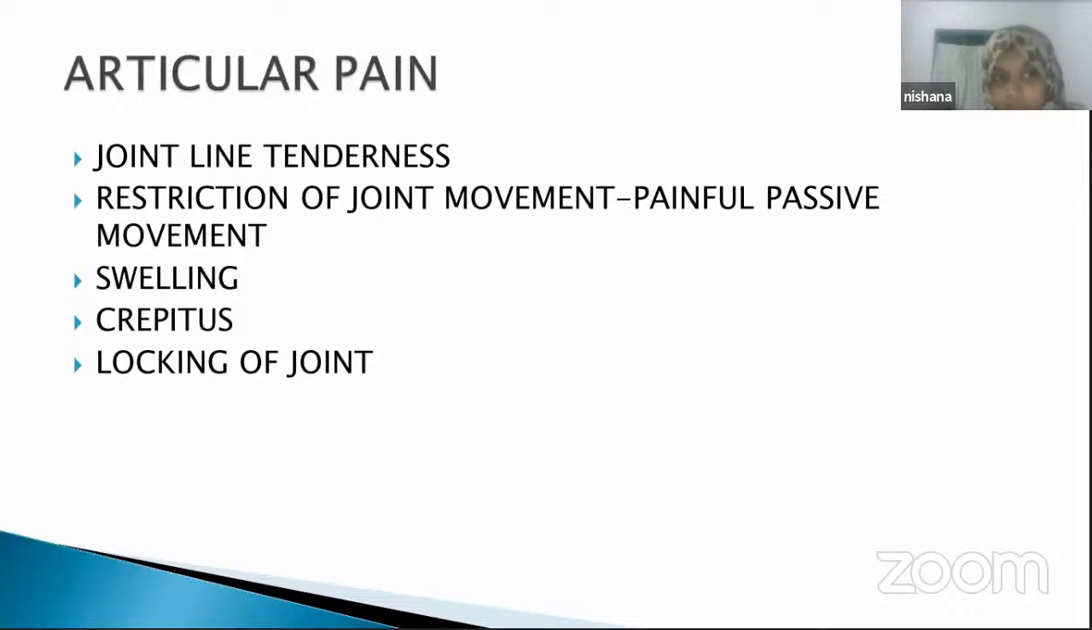First, coming to articular pain. The two characteristic features of articular pain are joint line tenderness and restriction of joint movement. That is, painful passive movement will be present in articular pain. Restriction of movement can also be seen in non-articular pain, such as soft tissue rheumatism. But in articular pain, restriction of passive movement will be characteristic. And there can be swelling, crepitus, and locking of the joint.